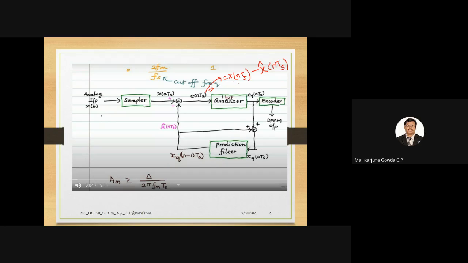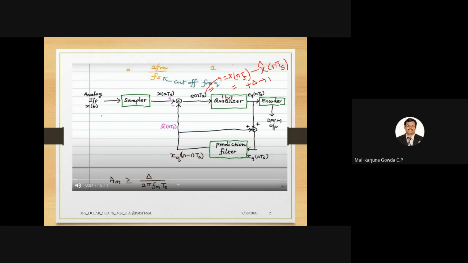Okay, I said when the difference will be positive, when X of nTs is greater than X hat of nTs, right? Means this original analog input signal is greater than the staircase waveform, that is the approximated value. Then the difference is positive. During that time, the staircase waveform will be increased by plus delta. This plus delta will be encoded by a binary information of 1.